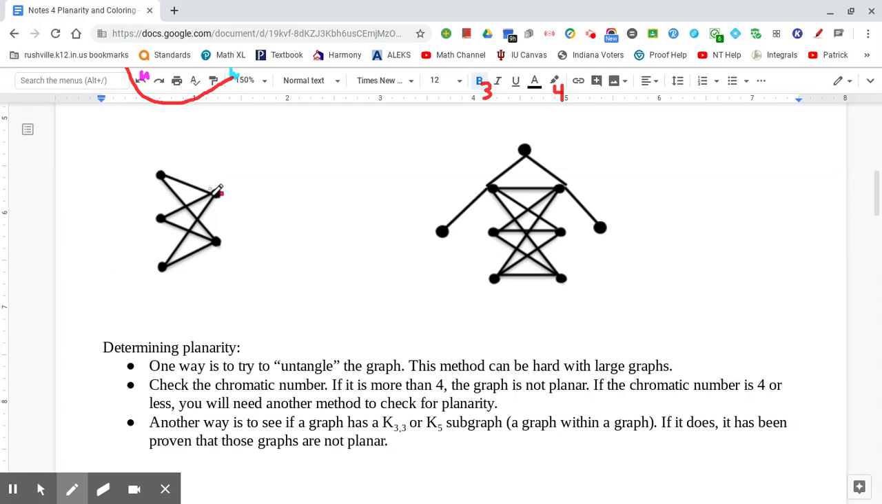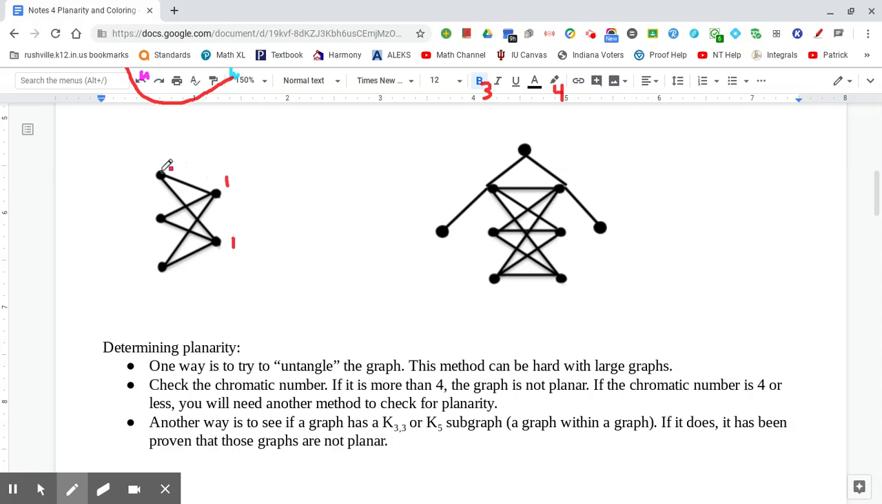All right, for my next graph, I'm going to do the same thing. I'm going to try to color it first and then try to untangle if necessary. So it looks like this vertex is degree 3, so I'm going to start off with it. I'm going to give it the first color. And then it is adjacent to this one, and this one, and this one. So then I can give this vertex, the one that it's not adjacent to, the same color.